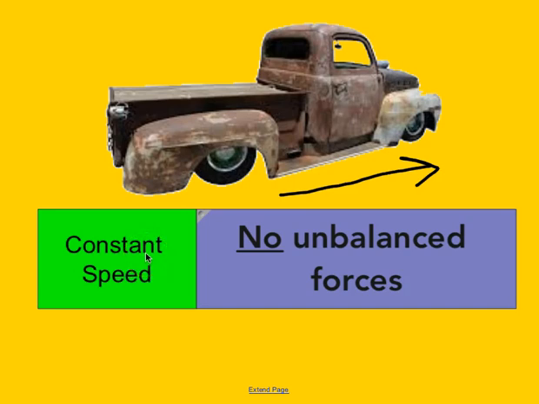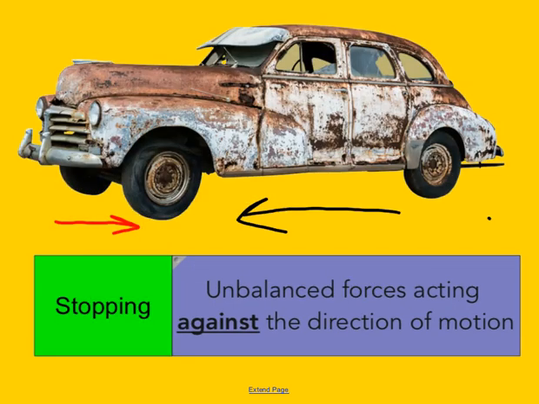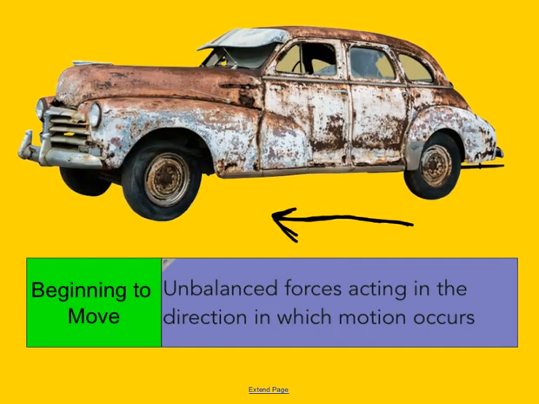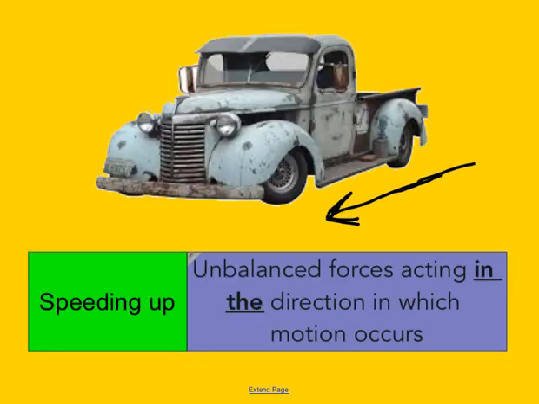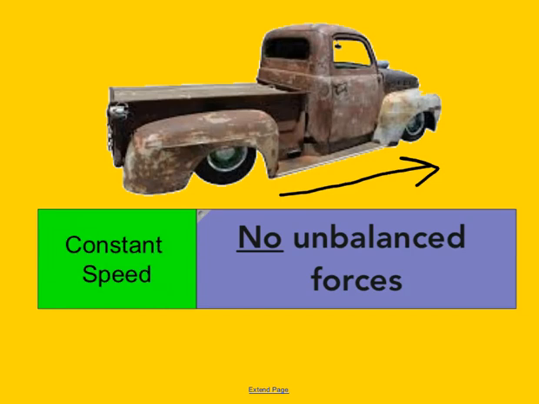So once we get to constant speed, all the unbalanced forces have been used up. If we have an unbalanced force, we're going to either be slowing down, we're going to be stopping, we're going to be speeding up. So if you're going to move at a constant speed, you have to have no unbalanced forces. That makes sense? Again, it's because all the unbalanced forces either cause you to speed up, cause you to begin moving, or cause you to stop. So this one has to be no unbalanced forces.